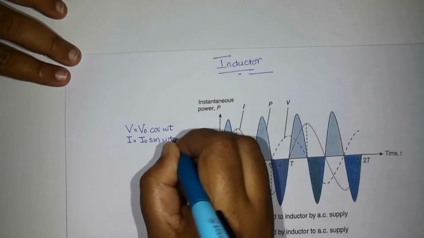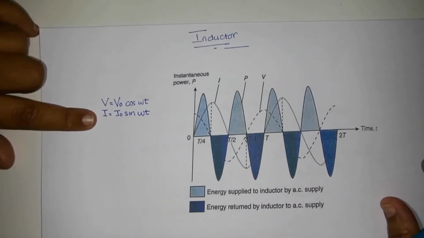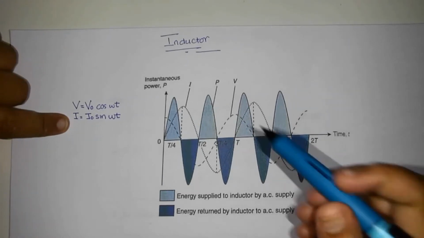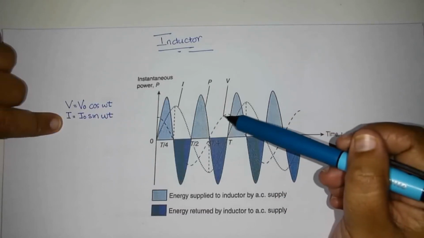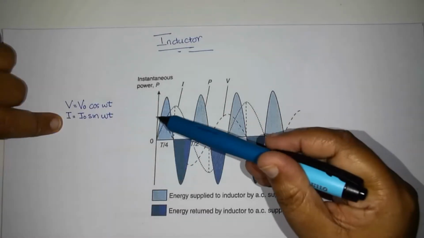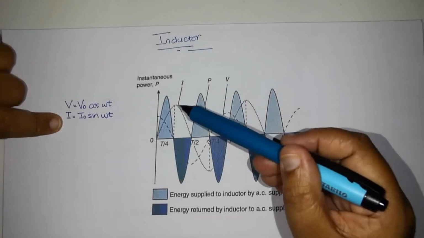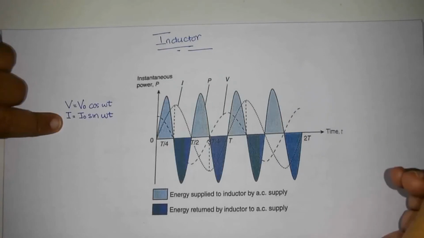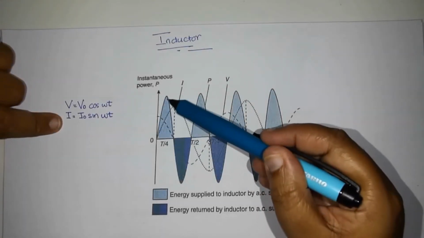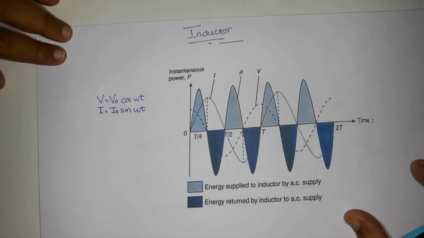So I'm going to take these two expressions for voltage and current. If you see in this diagram, voltage is cos, so you can see a cos function graph, and current is sine, so you can see a sine function graph. And this one is representing power.